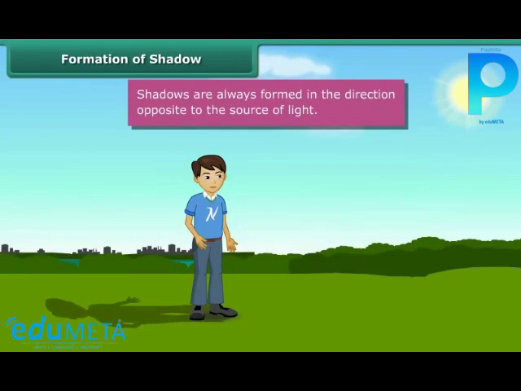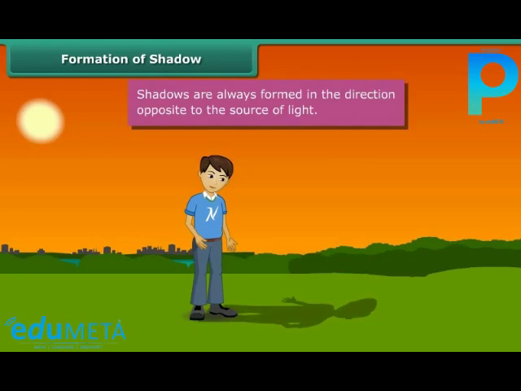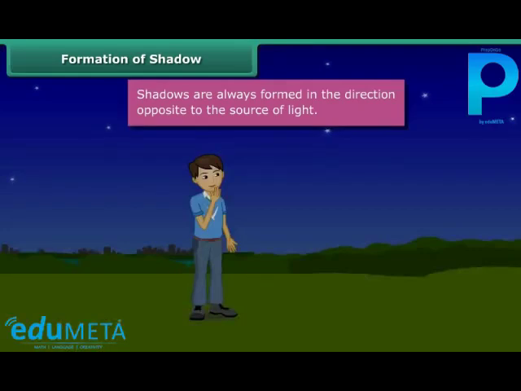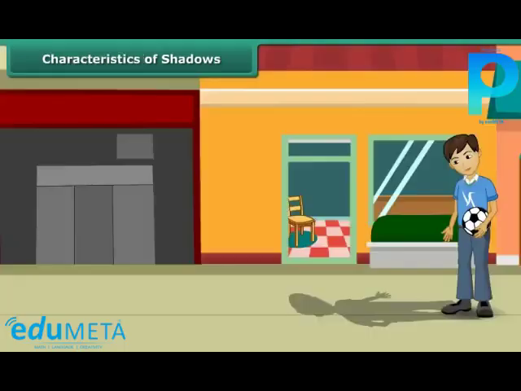In the morning, since you were facing the sun, the shadow was behind you. In the evening, the sun was behind you, causing the shadow to be formed in front of you. When the sun sets, there was no light, hence there were no shadows.